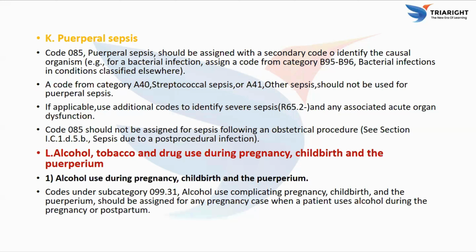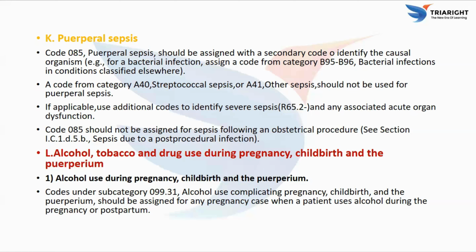For example, if the infection is due to E. coli, you have to use a code from B95 to B96. These codes show which bacteria caused the sepsis. This helps to show what germ is responsible. What is the third rule? You should not use the codes from A40, that is streptococcal sepsis, or A41, other sepsis. Why? Because the obstetric code O85 already represents the sepsis during the postpartum period. So coding both would be double coding.